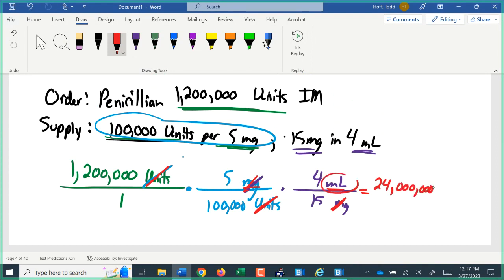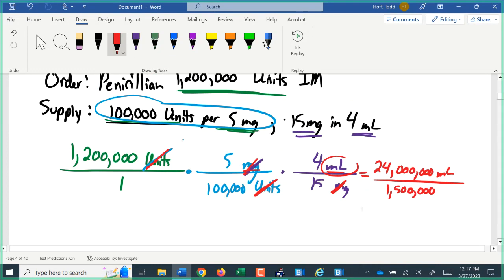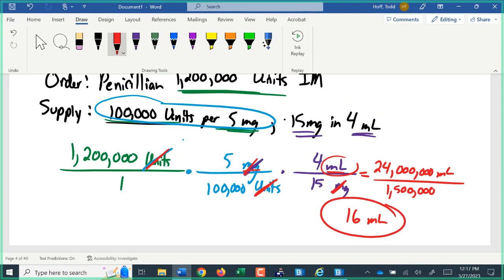The only unit left on top is milliliters. On bottom, we just have 1 times 100,000 times 15, so that's 1,500,000. And we divide that out. That comes out to be 16 milliliters, I believe. 24 million divided by 1,500,000. Yeah, that's 16 milliliters. So that's what we're going to administer to that patient.